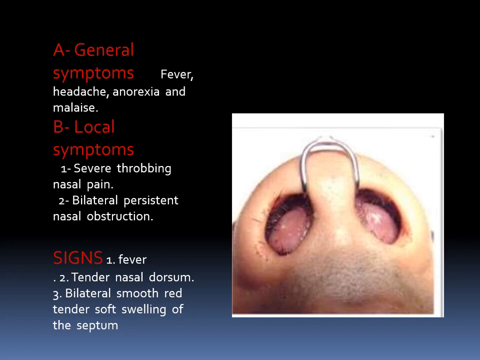What are the general symptoms? The patient has fever, headache, anorexia, malaise, severe throbbing nasal pain, and bilateral nasal obstruction. By examination you find fever, tender nasal dorsum, and bilateral smooth, red, tender, soft swelling of the septum.